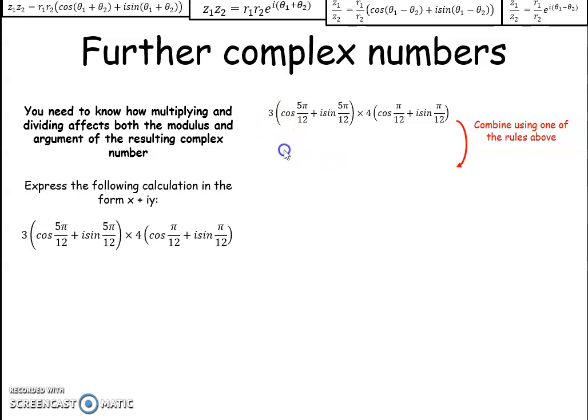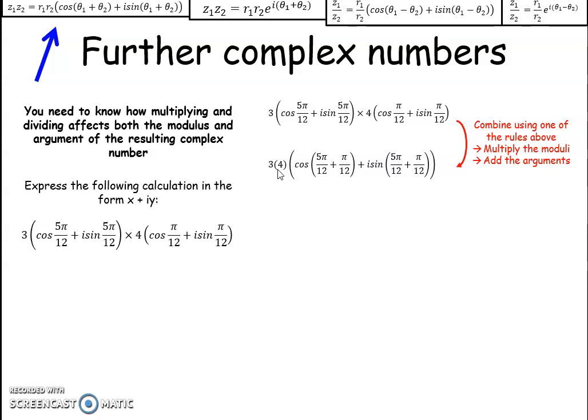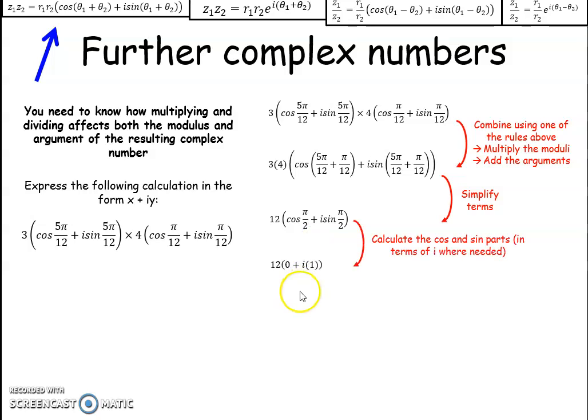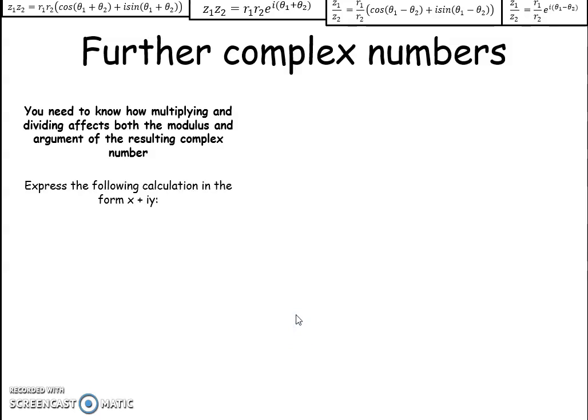So first of all we multiply R1 into R2, which is 3 into 4, and the angles: cos(theta 1 plus theta 2) plus i sin(theta 1 plus theta 2), or we can write it in cis form also. So 12, and 5 pi by 12 plus pi by 12 is pi by 2. So cos pi by 2 is 0, plus i sin pi by 2, which is 1. So I got 12i.